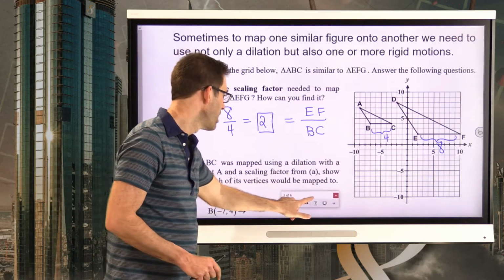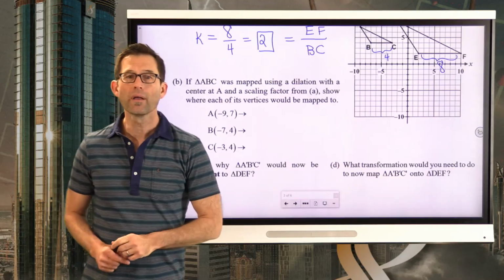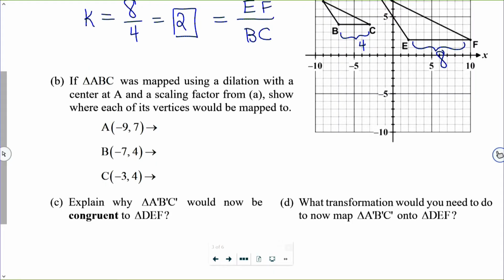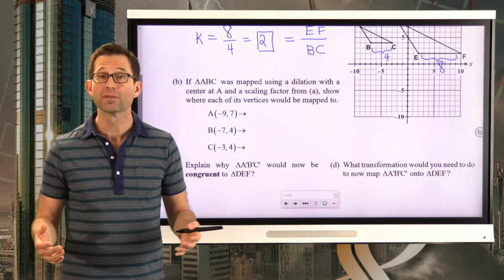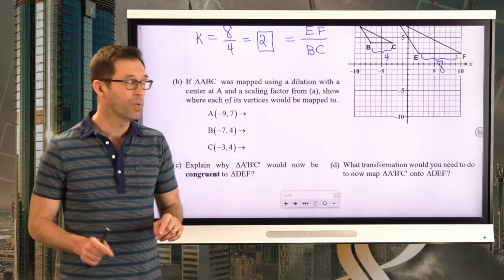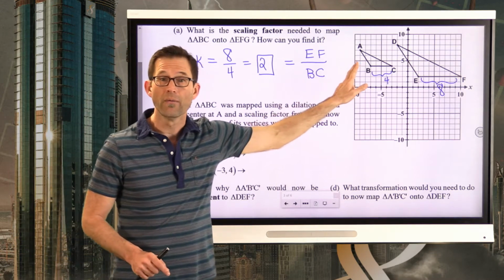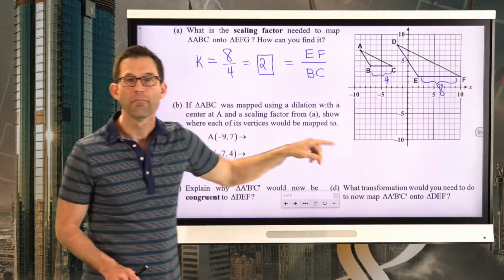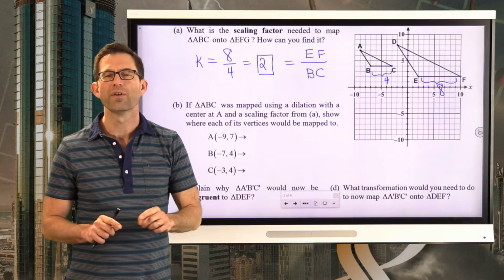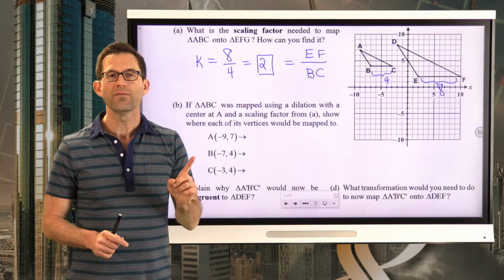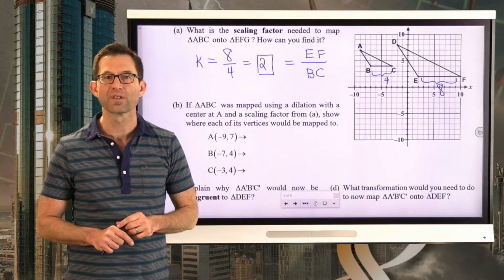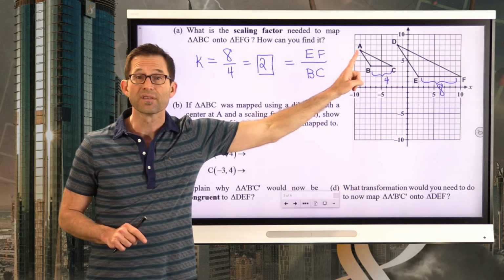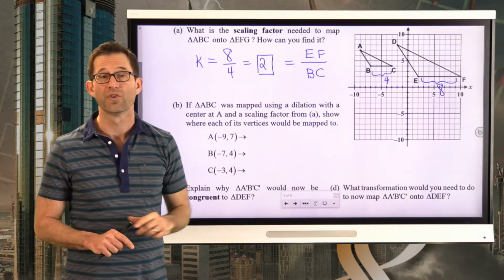Now, let's take a look at part B. If triangle ABC was mapped using a dilation with a center at A and a scaling factor of 2 from A, show where each of its vertices would be mapped to. All right, so this is a little more challenging, because what we're doing now is we want to take this particular triangle, pin A down, and stretch out these sides by a factor of 2. See if you can figure out, you may need a ruler for this, or you may not, where each one of those 3 vertices go if we have A as the center and we dilate using a constant of 2. Pause the video now.